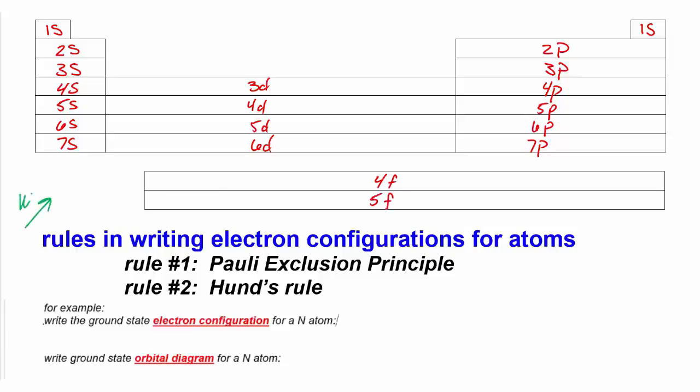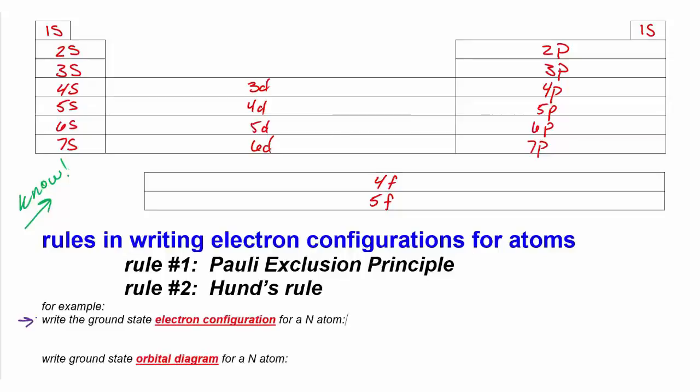So know this: which sections of the periodic table are filling which atomic orbitals? And if you are familiar with that, we just need to know a couple rules, and we're going to be able to write electron configurations for atoms. Let's take a look at those two rules. The first rule is the Pauli exclusion principle, and the second rule is Hund's rule. So let's see how this works.